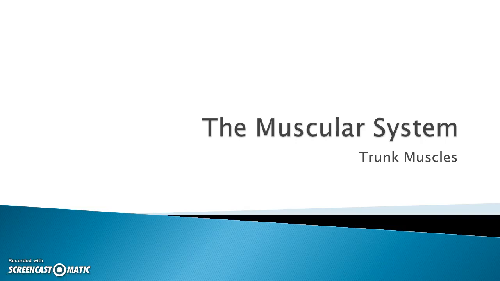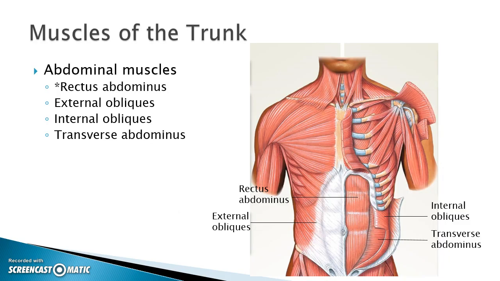This presentation will demonstrate the location of the trunk muscles. So to start off with, let's look at some of the abdominal muscles. The rectus abdominis, internal and external oblique, and transverse abdominis are the four muscles of the abdomen.